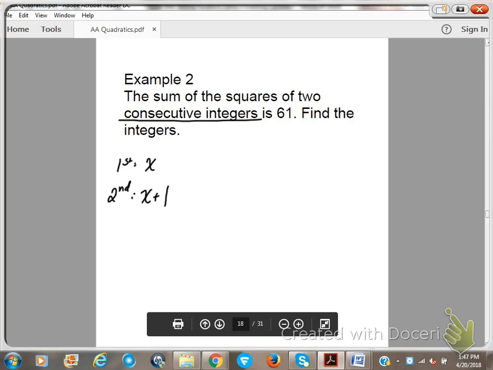If I can do it in my head, you show me to write everything down. Yeah, because the point of this is to be able to create the model. All right, now, Mr. Crowley, what does the word sum mean? Addition. So we're going to be adding 2 things. It's talking about the squares of these 2 things. What would that look like? X squared plus X plus 1 squared. Good. X squared plus x plus 1 squared equals 61.